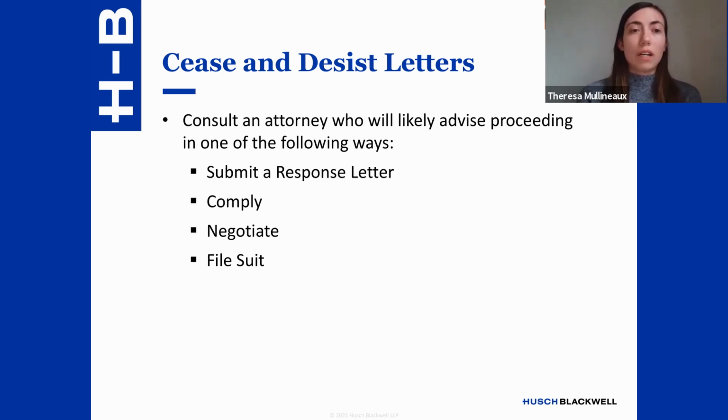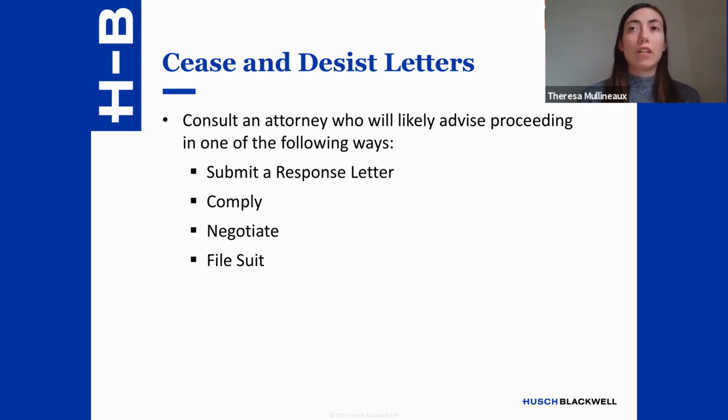Now, if they do want some money and you do think that you potentially had an issue, then we also recommend negotiation, which is where you can arrange some sort of settlement out of court so that you don't have to go through the litigation process and you can obtain a good result without having to spend too much on legal fees. Then the fourth option we see sometimes is filing suit.